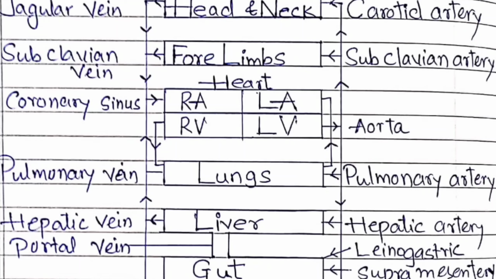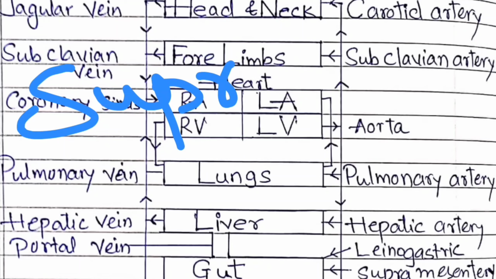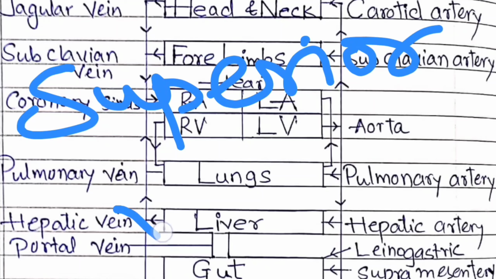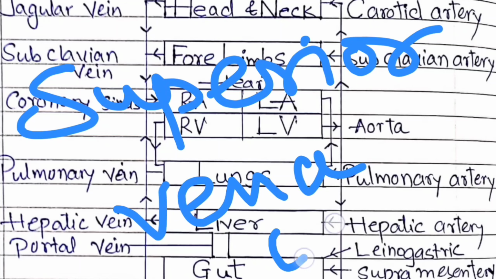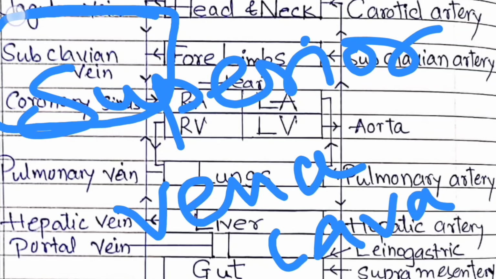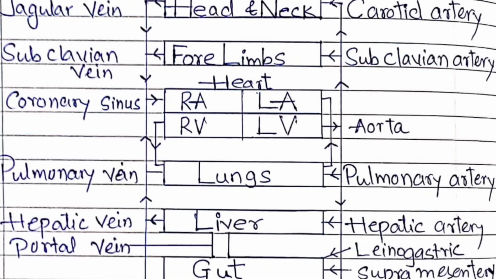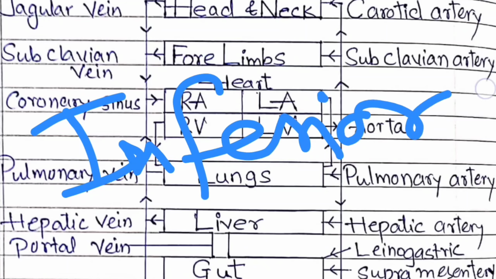Now, one extra thing. Whenever we are dealing with the names of the veins, you may have gone through the superior vena cava and the inferior vena cava. This superior vena cava is basically above the heart, which means this complete portion, and below the heart will be called the inferior vena cava.